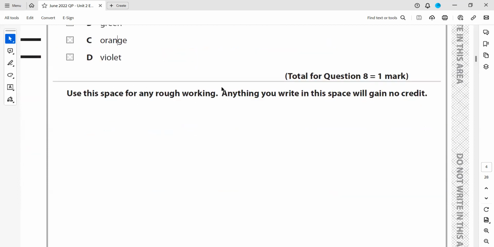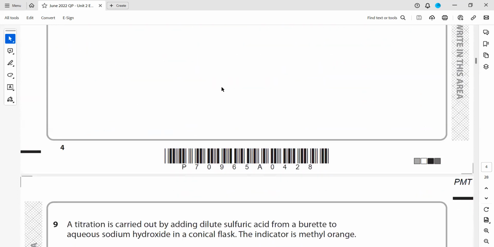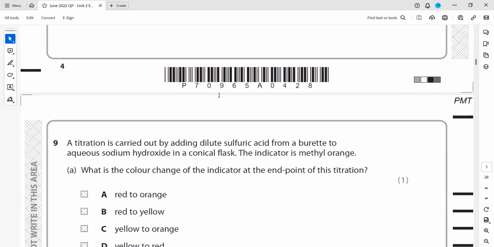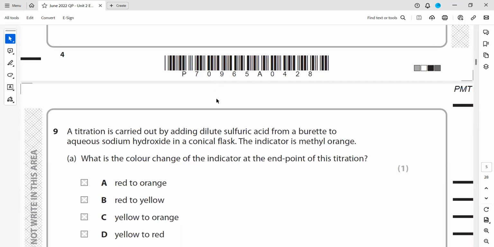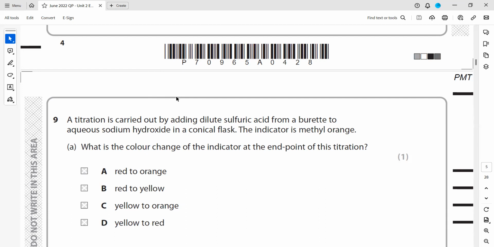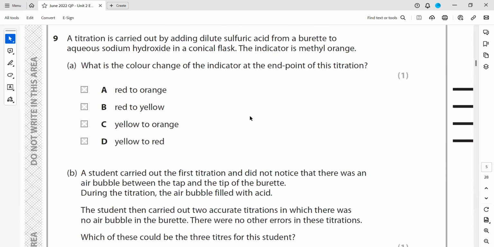So you have to learn the colors of iodine. Iodine as a solid is black or purple. When it is dissolved in water, it is yellow at low concentration, and brown or orange at high concentration. And in organic solvent, it is pink or violet.